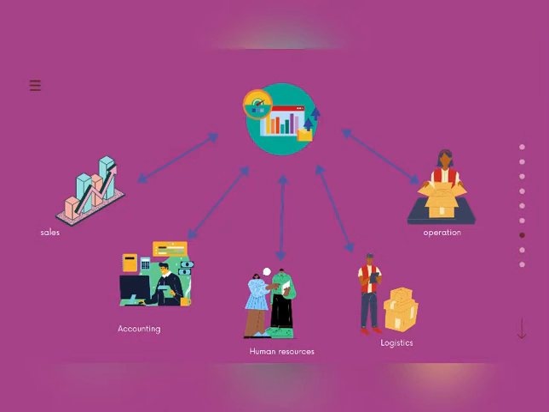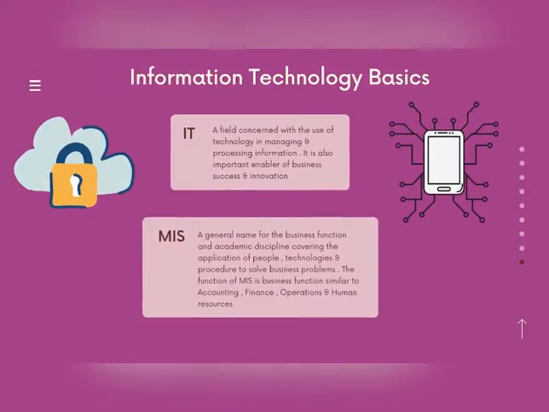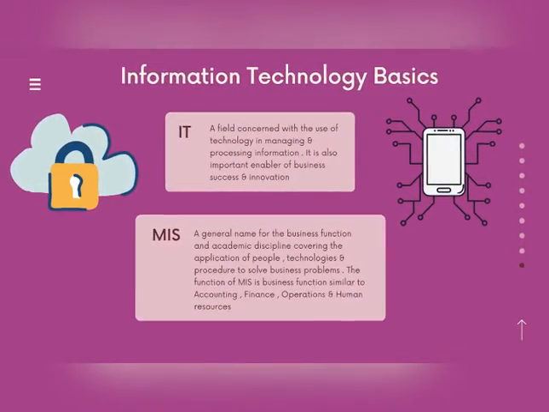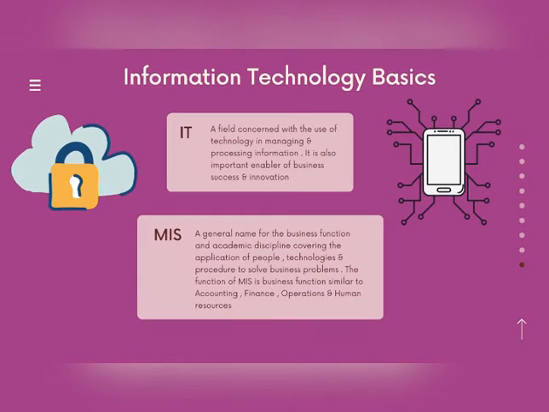Organizations typically operate by functional areas or functional silos. Besides that, departments cannot operate in isolation. They require information from around the organization to operate the business. Do you know what is IT and what is MIS? IT stands for Information Technology, while MIS stands for Management Information System.